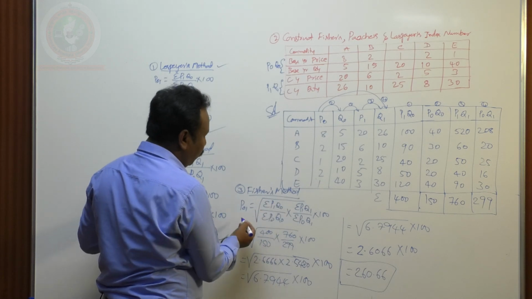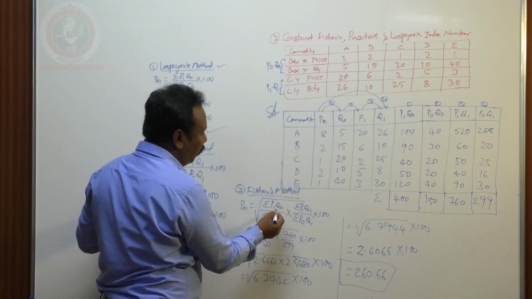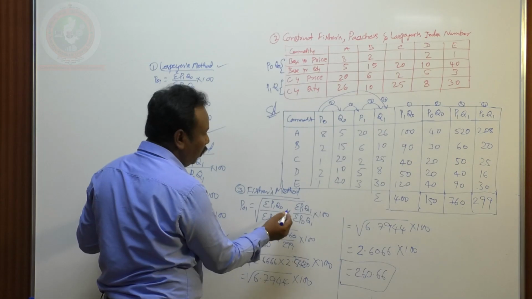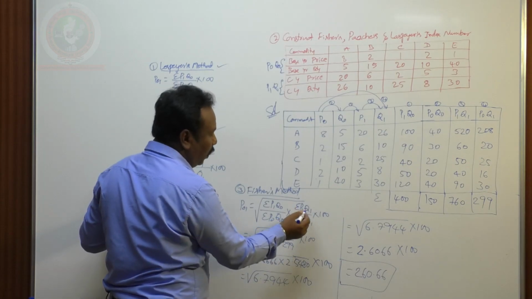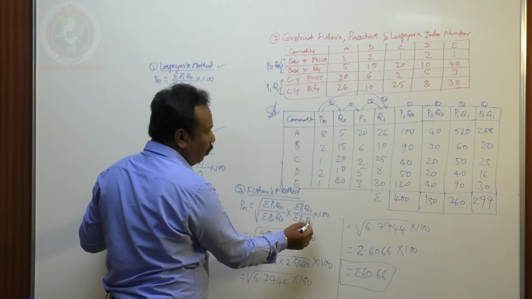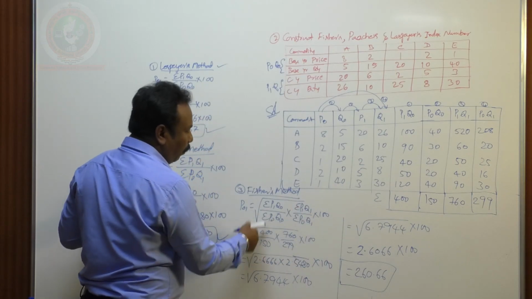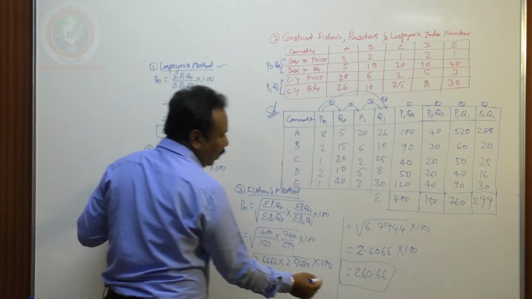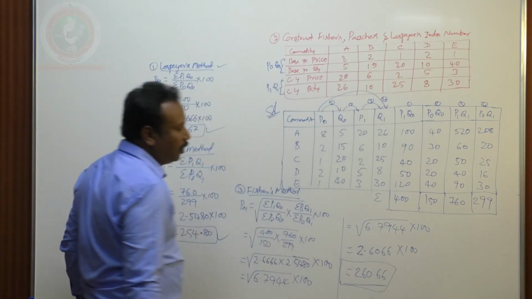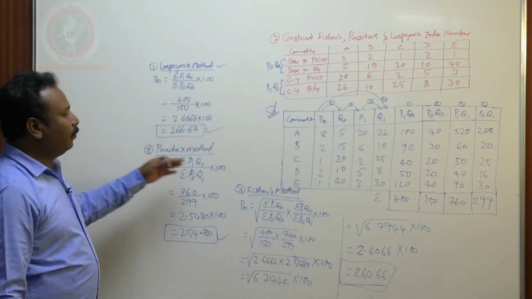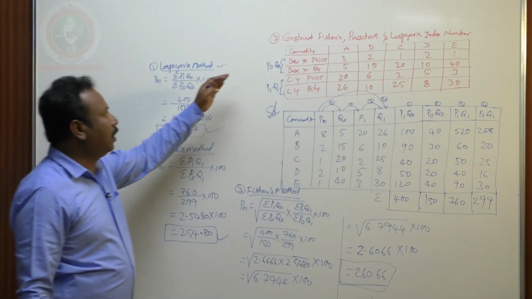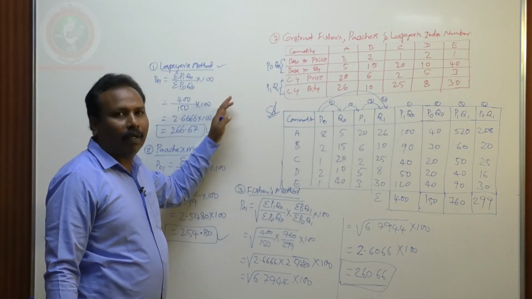Then we just take the multiplication of these two, that is the index value under Fisher's method. So the square root of summation of P1 Q0 divided by summation of P0 Q0 into summation of P1 Q1 divided by summation of P0 Q1 into 100. Applying the values and simplifying, we will get 260.67 under Fisher's method. So this is the solution for the 10 marks question.